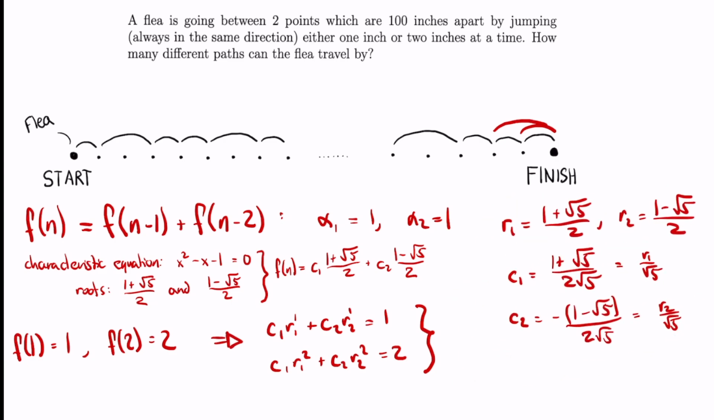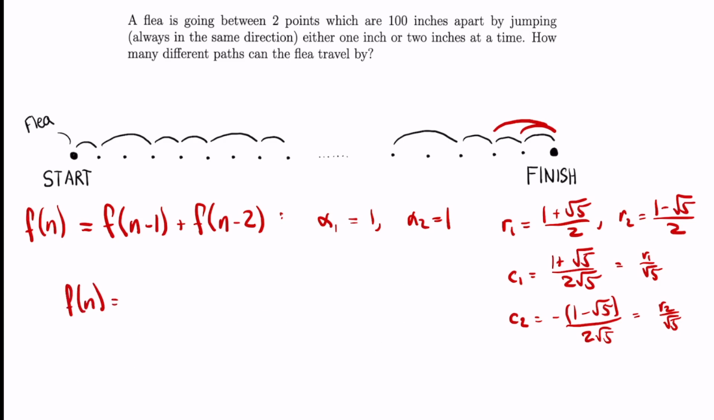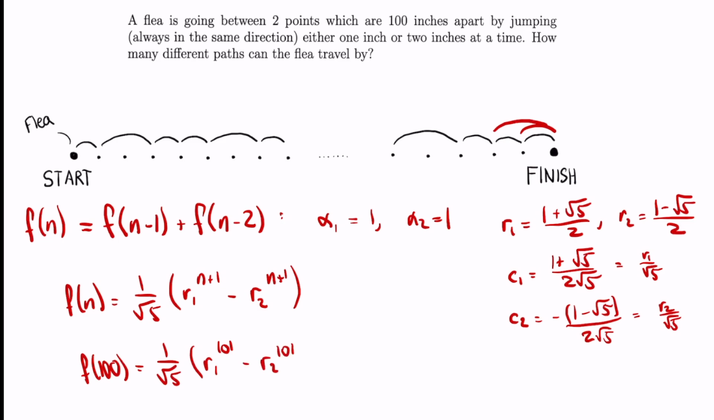Therefore, the solution to our recurrence relation is given by f of n is equal to 1 over square root of 5 times r1 to the n plus 1 minus r2 to the n plus 1. And plugging in n is equal to 100 gives us the answer.